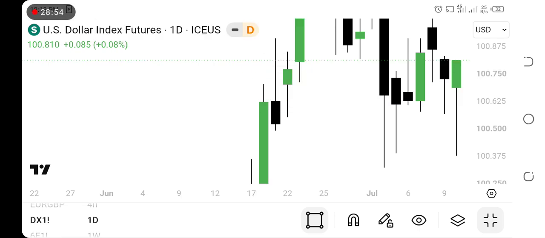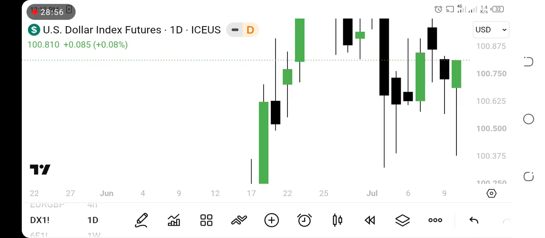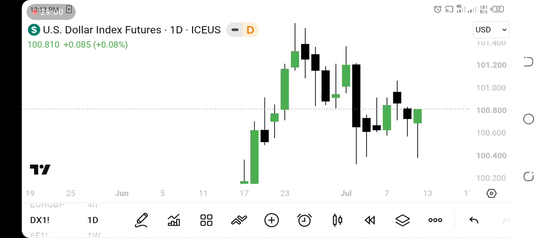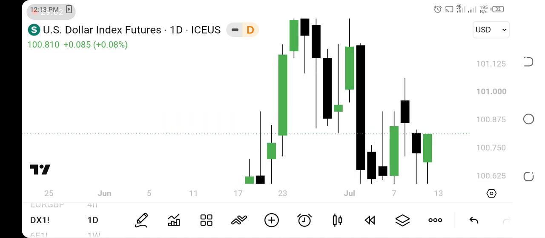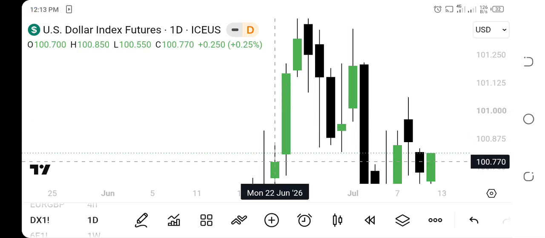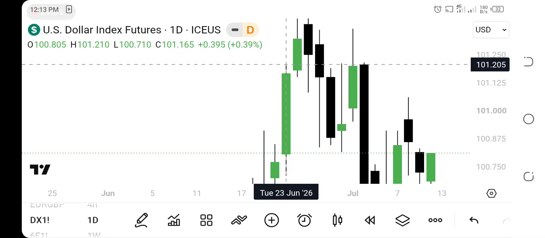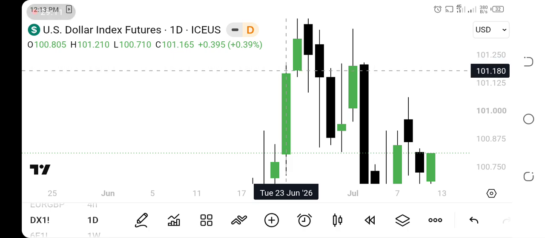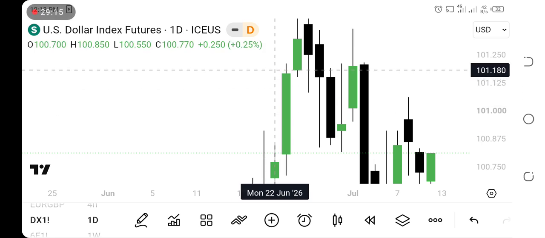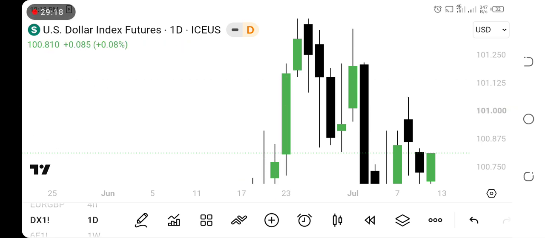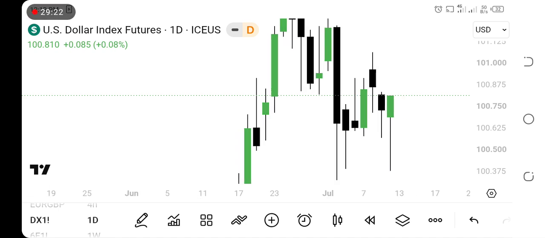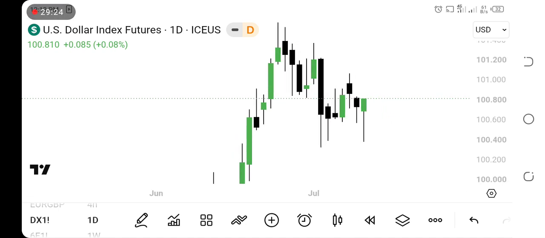Now I want you to also note something. ICT treats these levels as fair value gaps, so you will not treat them differently from a fair value gap. The same thing here, it can have a gap within. So we have the suspension block here. This is a suspension block as well as a fair value gap. But ICT treats every suspension block as a fair value gap. So that's important for you to note.